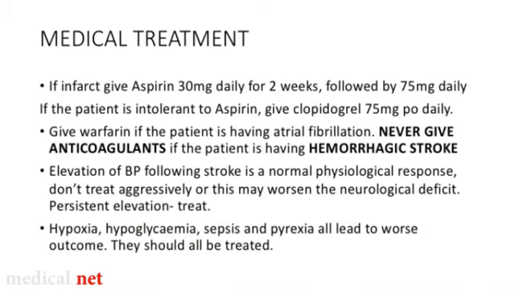Medical treatment: if the patient has ischemic stroke, give aspirin 300 mg daily for 2 weeks, followed by 75 mg daily. If the patient is intolerant of aspirin, then give clopidogrel 75 mg daily. Give warfarin if the patient has atrial fibrillation. Never give anticoagulants if the patient has hemorrhagic stroke.